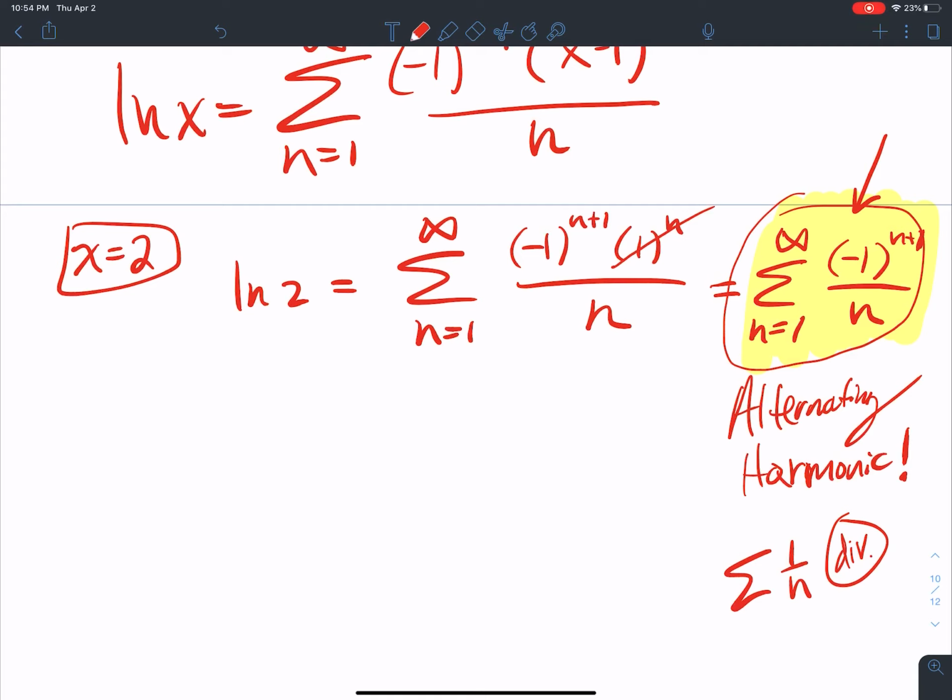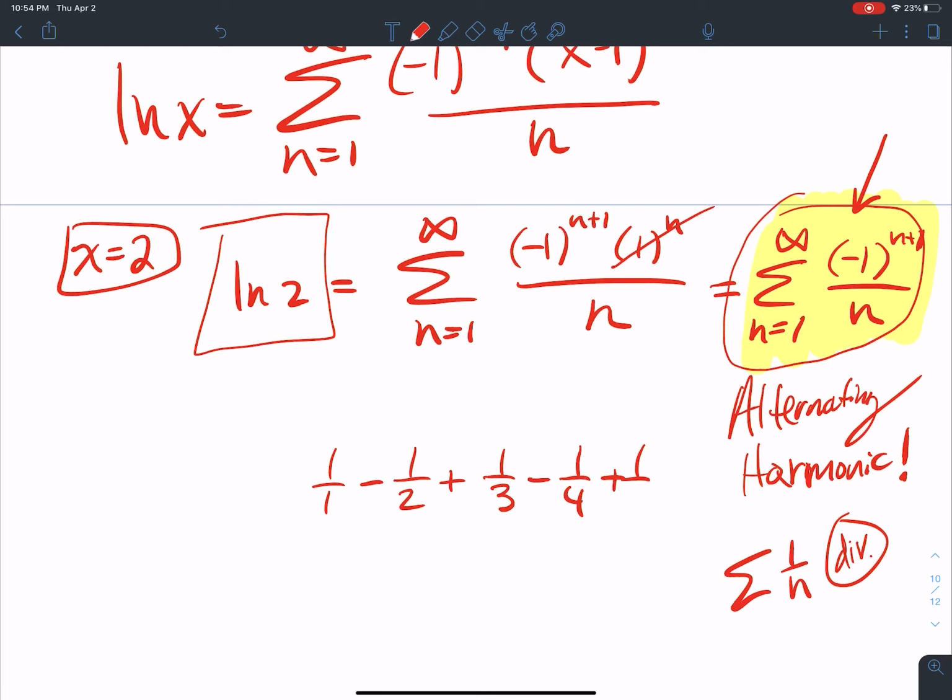Okay, so when a series converges conditionally, remember we can add the terms up in any way we want, and we could get any number we wanted, right? Now this one in particular, if we add it up in the right order, okay, starting at n equal 1, we get 1 over 1, and then what do we get? Minus 1 over 2, plus 1 over 3, minus 1 over 4, plus 1 over 5. If we add it up in this order, we get ln 2, right?